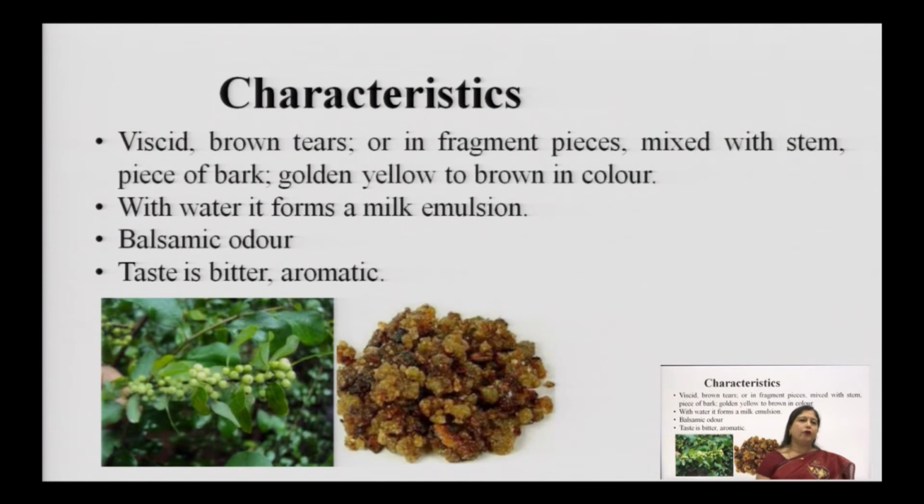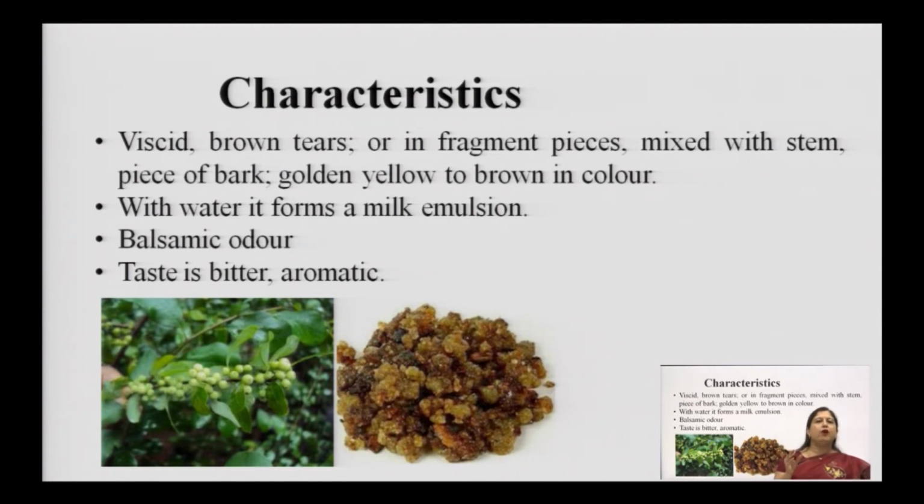So, it is enough for one tree to produce 1 kg of this Guggul. Now, if we look at the characteristics, this Guggul is viscid brown tears. They do not have an exact shape, they are in the form of tears. Whenever we talk about resins, we normally call them tears, and they are fragmented pieces, and generally because they are coming from the stem, sometimes they are mixed with the stem pieces also, and the color generally varies from golden yellow to brown.